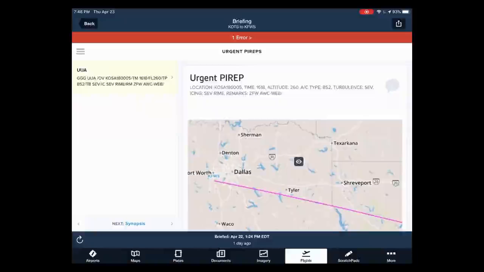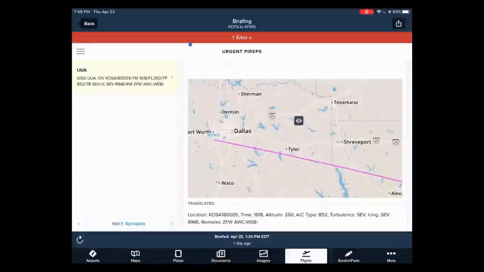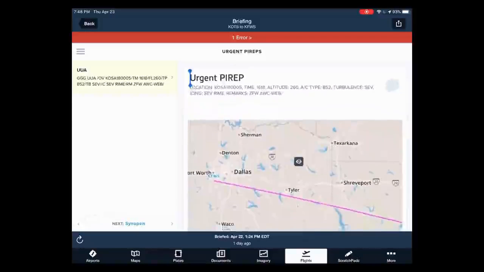So we'll read the undecoded version here at the top, so we can see the location is KOSA, which where in the world is that? Well, we won't go to find where that airport is, but if you look, of course, on the charting given to us by ForeFlight, the I there is the representation of the location of where this observation was made. The observation was made at 1618. Altitude is 26,000 feet. Aircraft type is a B-52. Turbulence observed was severe. Icing observed was severe rime ice, which is an opaque colored ice. And remarks came out of Fort Worth Center from AWC Web.